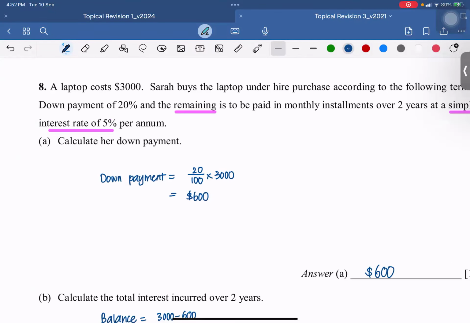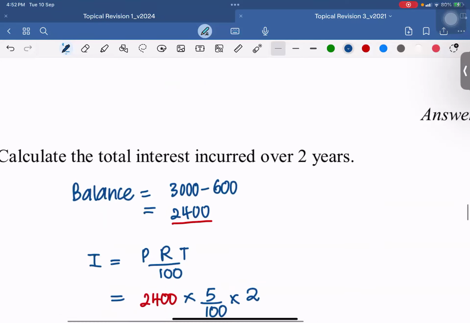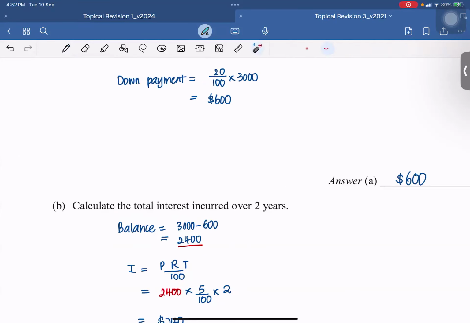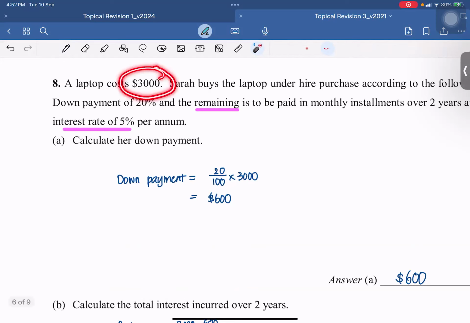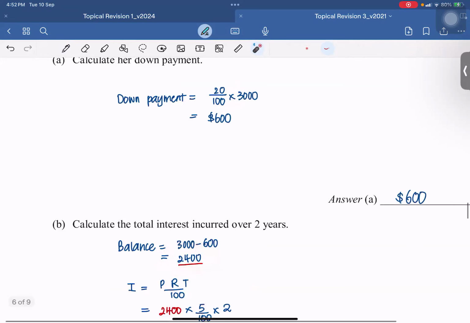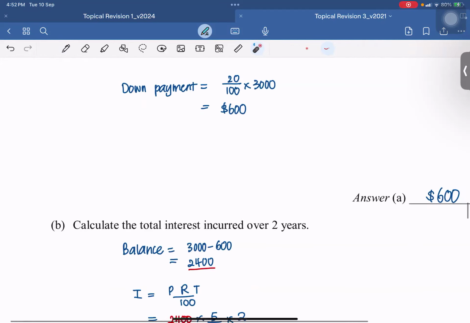Okay, then I need to ask Jinxi. Jinxi, if I have the down payment and I want to calculate my interest, the interest is PRT over 100. Can you tell me which is the principal amount I should use? Is it going to be the original cost, or is it going to be the cost after I paid the down payment? Which number should it be? After down payment. Thank you.